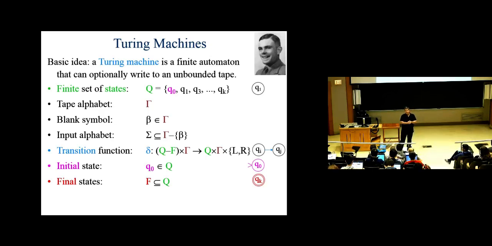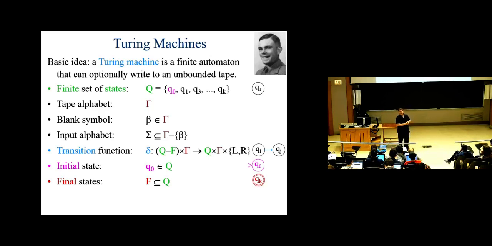What is the dash here? Yeah, that's set difference. So it takes you from a state that's not a final state. So it's Q minus F. And to be consistent, I should have made this F red, I suppose, to be color consistent.